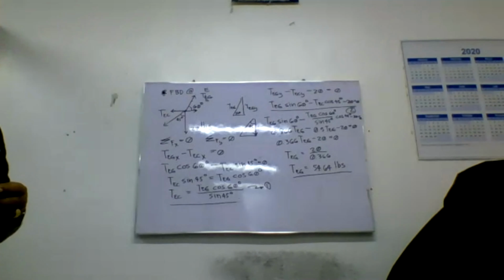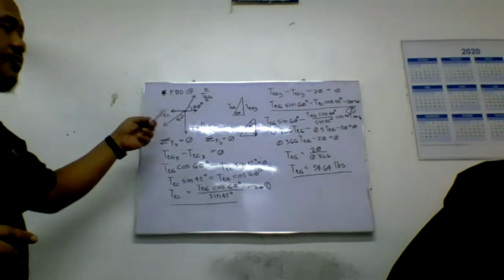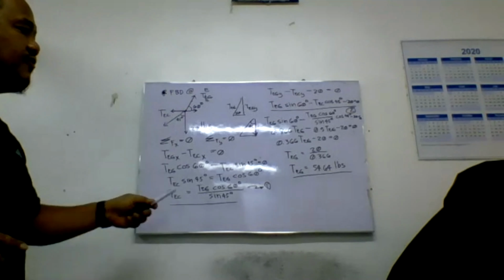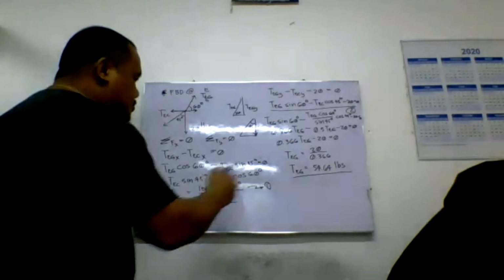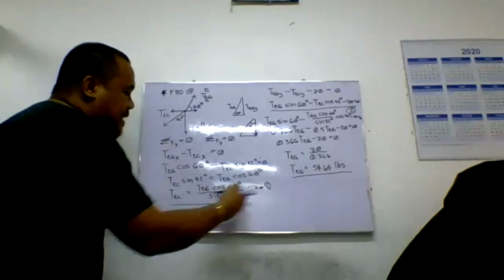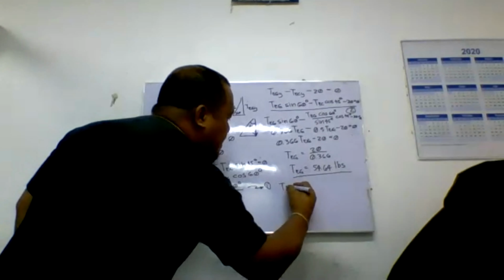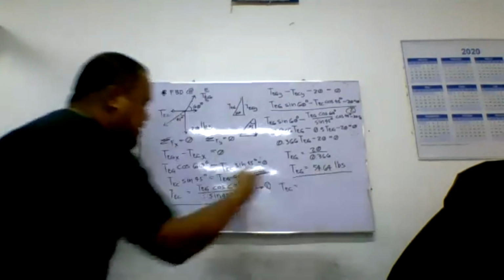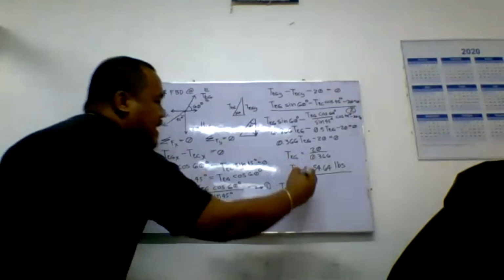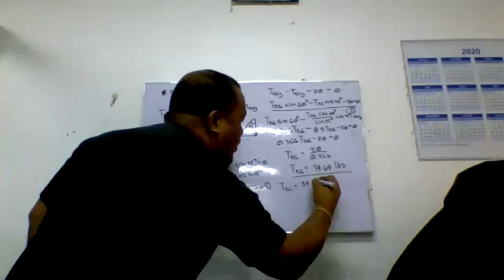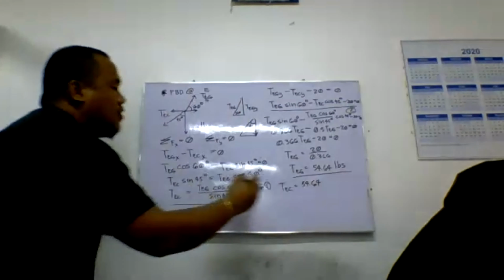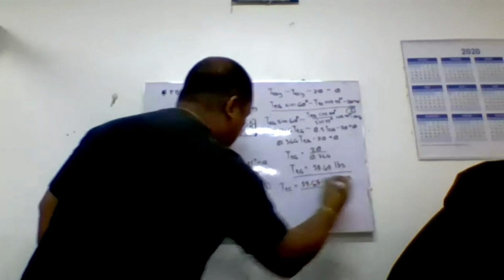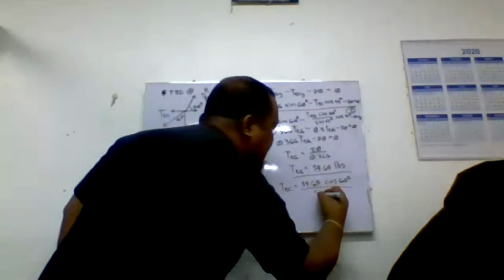But we are not concerned of that one because we are concerned of the sack B, which is hanging. So we need to solve for TEC. In order to solve for TEC, we'll just substitute this value here so that we have TEC is equals to, instead of TEG, we put 54.64 times cosine of 60 degrees all over sine of 45 degrees.